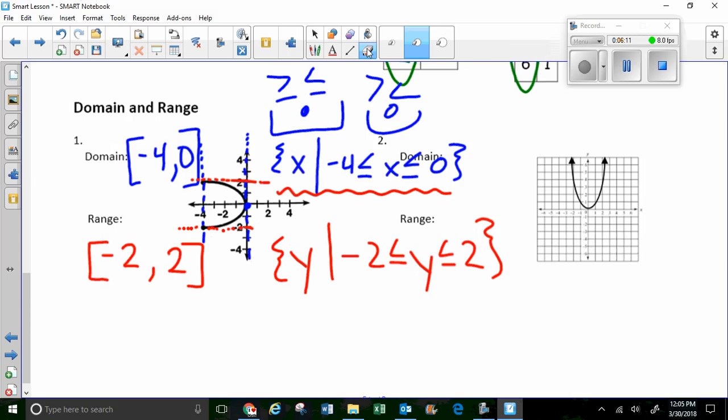Make sure you've got that down. You can pause it if you need to, because I'm about to erase so that we can do the next one.